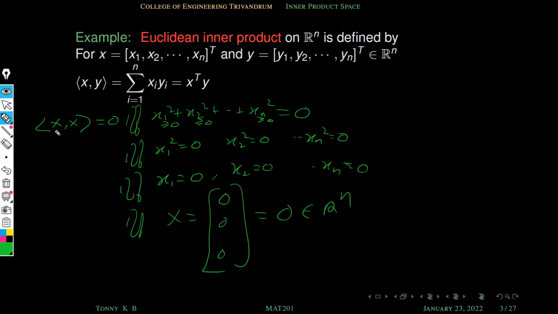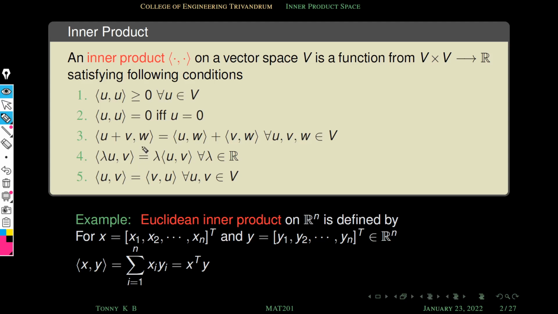That means inner product of x equal to 0. So that's why I write this if and only if. Okay, so this is our second condition. So this function satisfies the first two conditions. Next we have to verify the third condition.